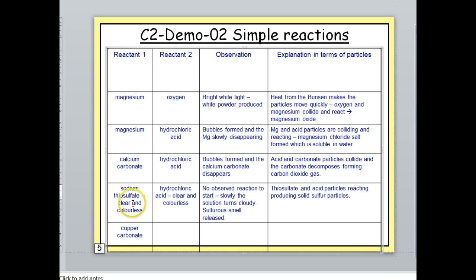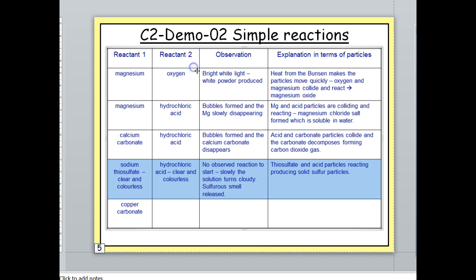So this one we will come back to in a future lesson when we're looking at how temperature affects rate of reaction, because this one changes very significantly when we change temperature. So that's a good reaction to look at that.